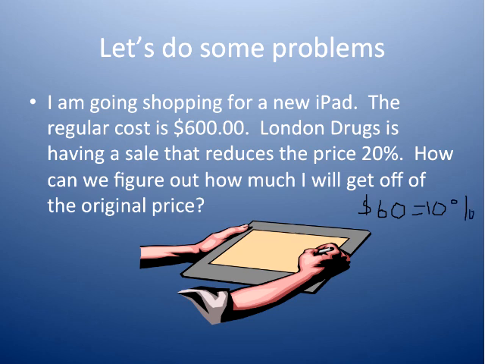If $60 equals 10%, Stephen says 20% is 120 because it's double that. Good for you. All right. So we would get $120 off the original price. And this is going to lead into estimation with percentages. You have to get really good at this in life. Does anybody know why?